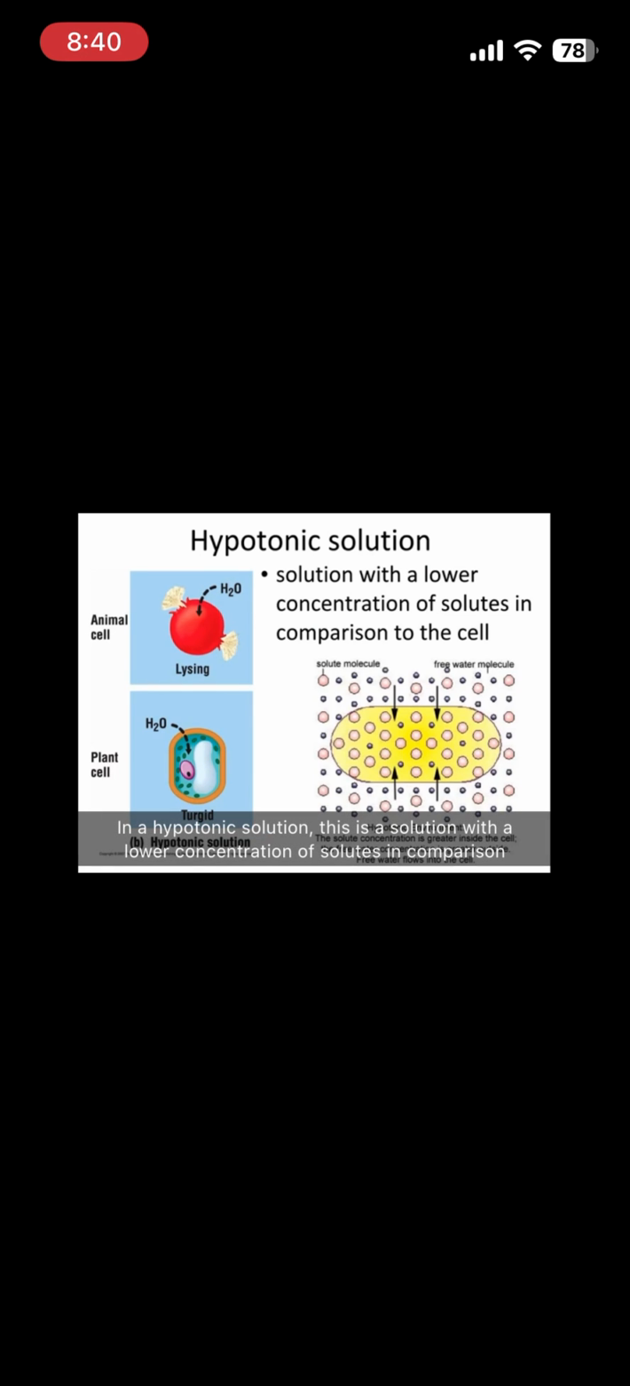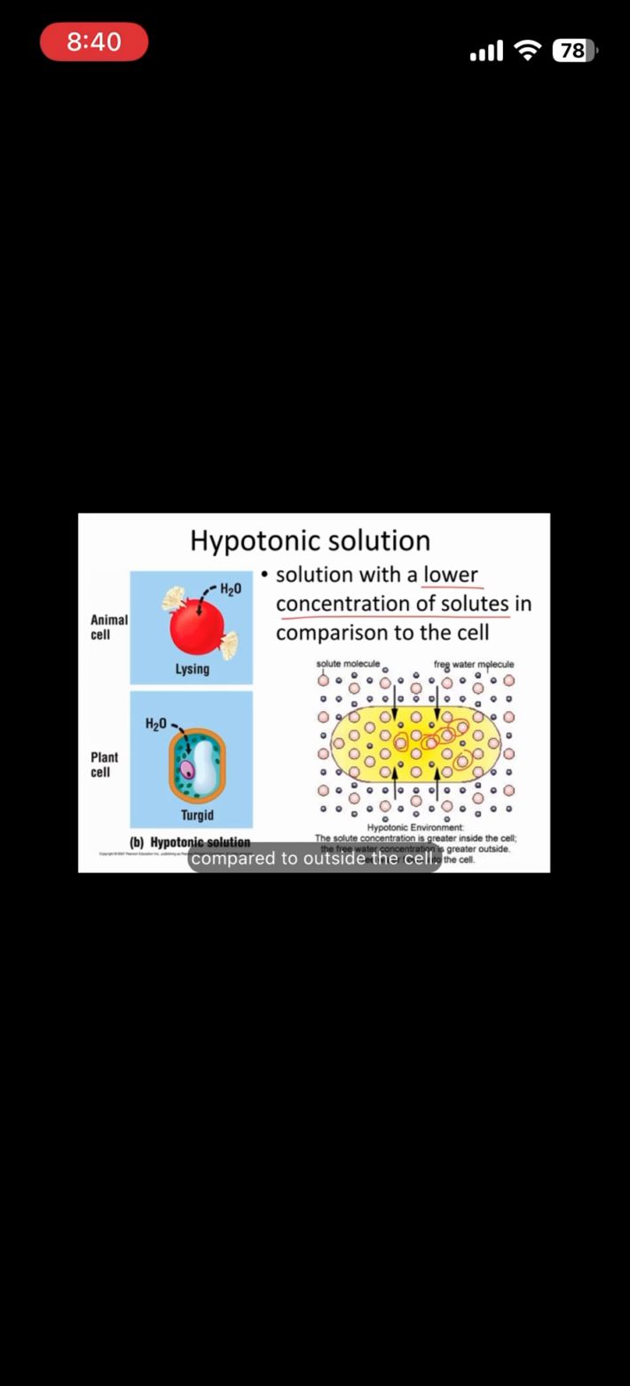In a hypotonic solution, this is a solution with a lower concentration of solutes in comparison to the cell. So here in this picture, we should notice that there are more solutes inside the cell compared to outside the cell. This time, water wants to move inward. Again, water is always moving to the area of higher solute concentration. So water will move into the cell.